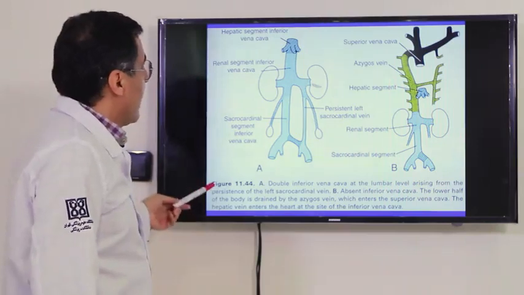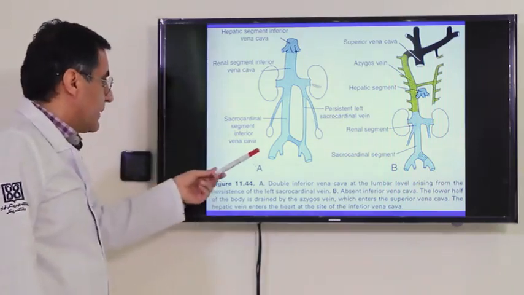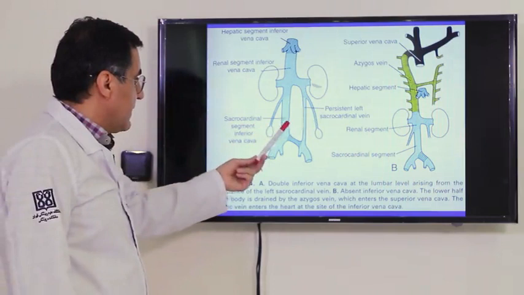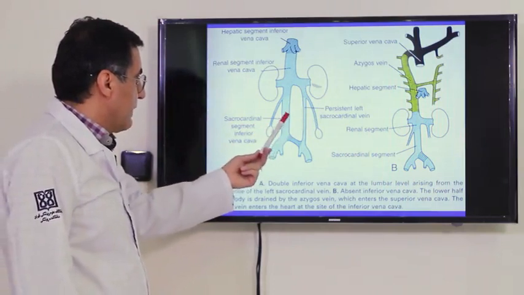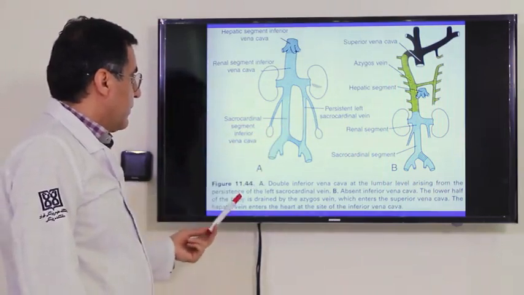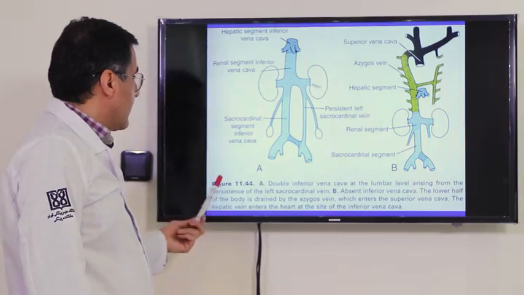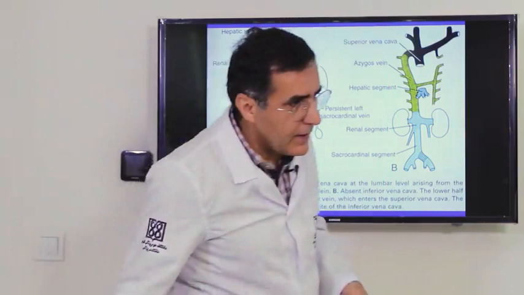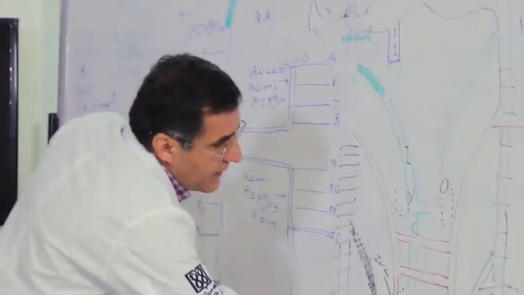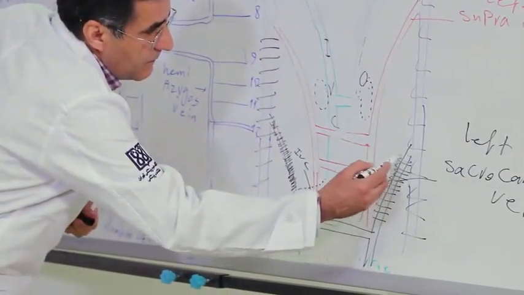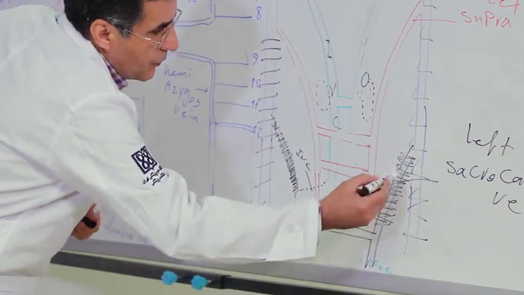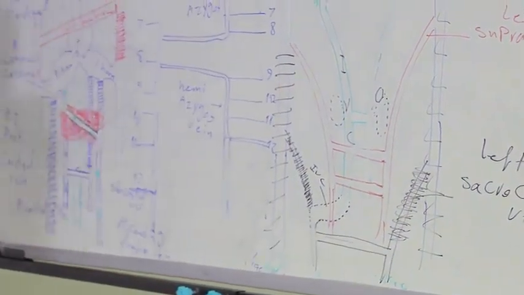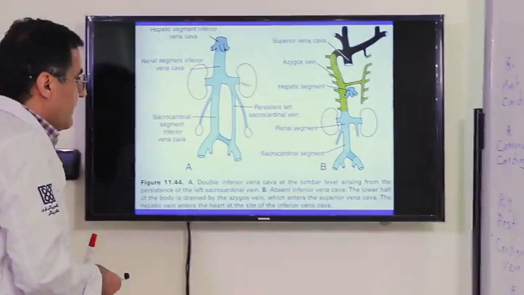Maybe sometimes we have some abnormality, like this one, a double IVC, double inferior vena cava at the lumbar level, arising from persistence of the left sacrocardinal vein, because the left one here is usually obliterated. If this part remains, we have a double IVC.